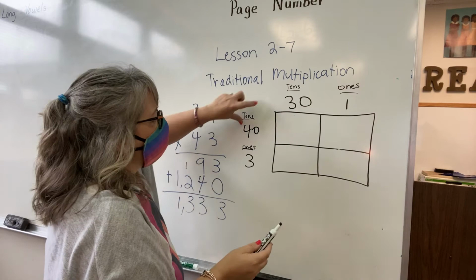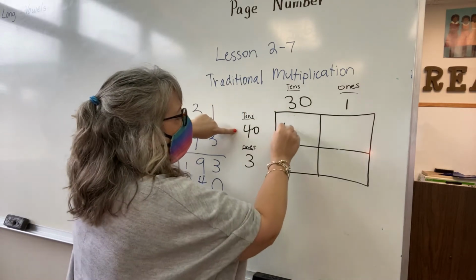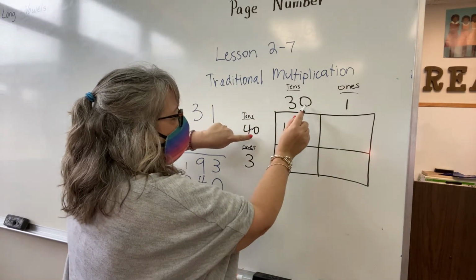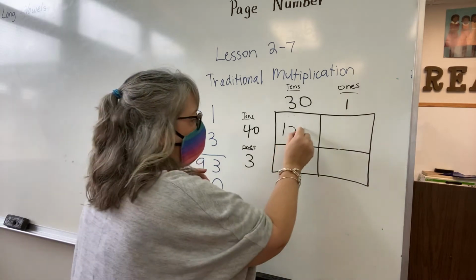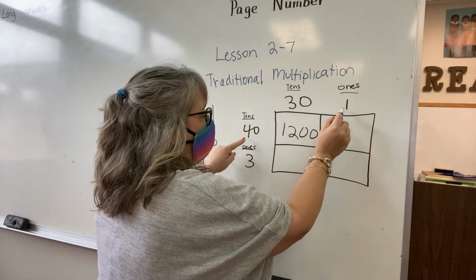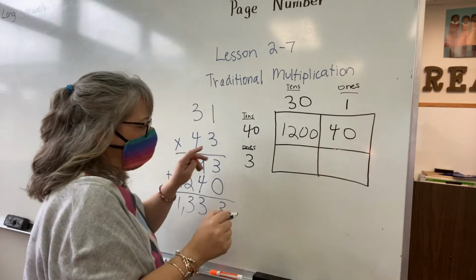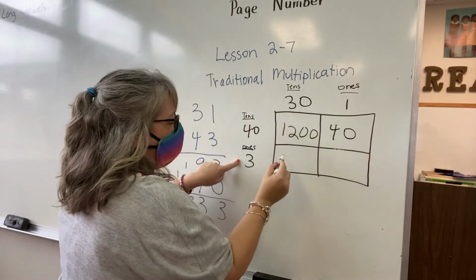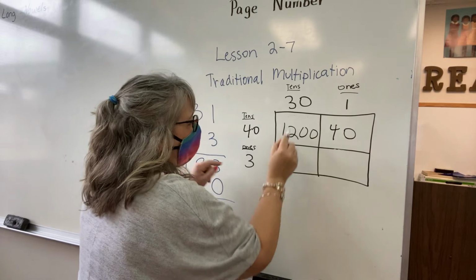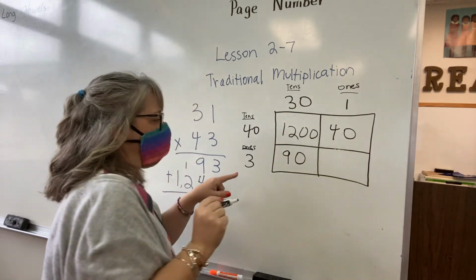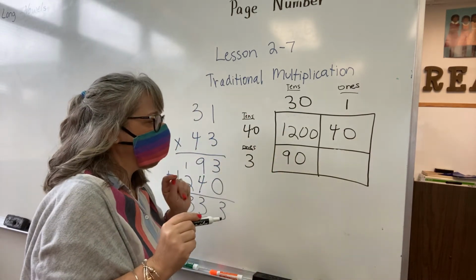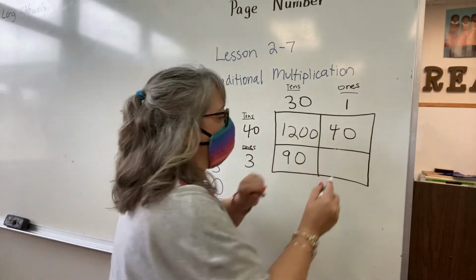so 4 times 3 is 12. How many zeros are we going to add? 2. 40 times 1 is 40. 3 times 3 is 9. Add a 0. So 3 times 30 is 90. And 3 times 1 is 3.